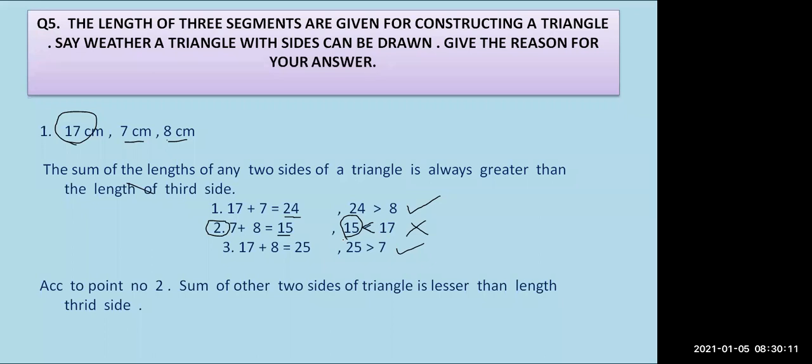So can we draw a triangle? Because our property says it is compulsory that the sum of the other two sides should be greater than the third side. But here it is not. The second point says no, it is lesser. So what will be the answer? Can we draw a triangle? Triangle cannot be drawn. Very good, Prachi. We can say the triangle cannot be drawn because of the second point that we have.